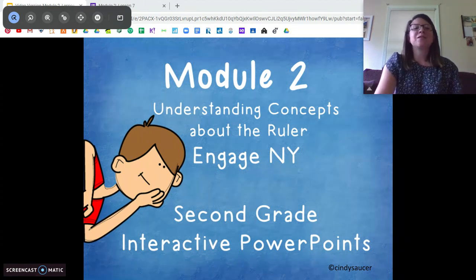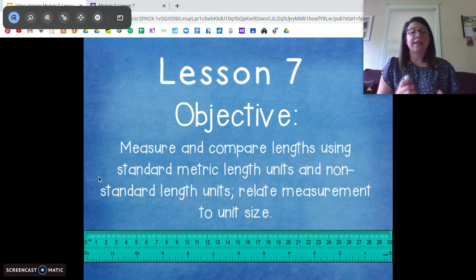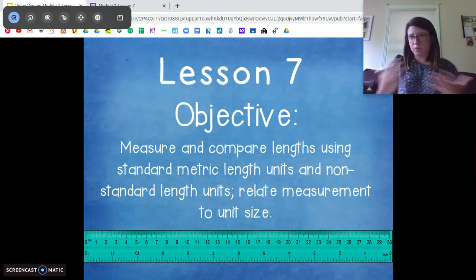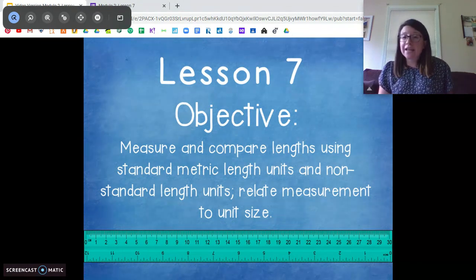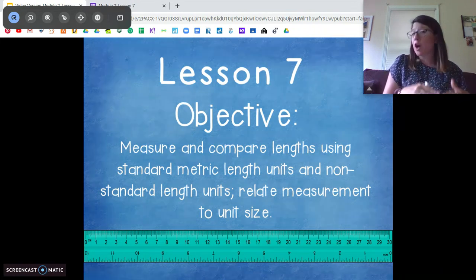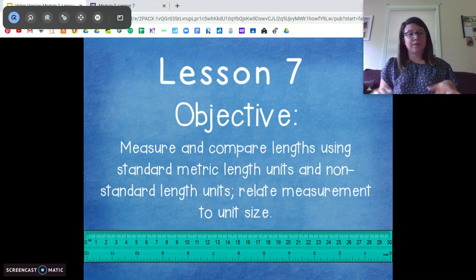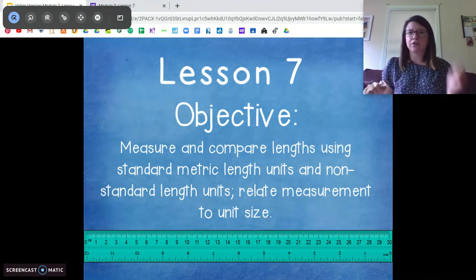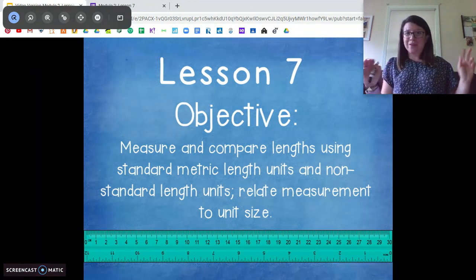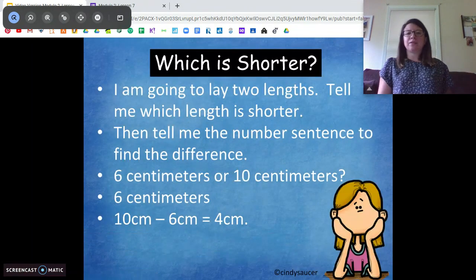Okay. So our objective for this lesson is to measure and compare lengths, which is what we've been doing, using standard metric units, which is the centimeter we've been talking about, and non-standard length units, not metric units. So we're going to be using two different types of measuring today. But first, let's do our fluency practice.